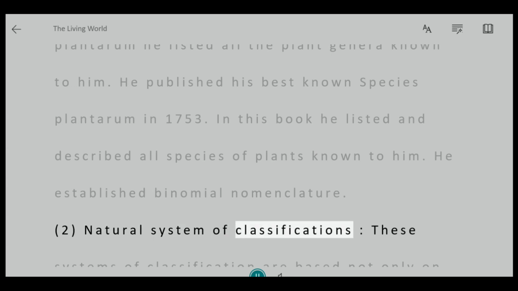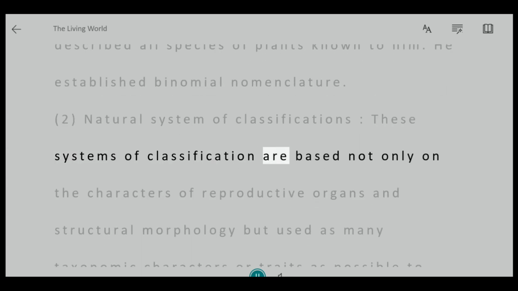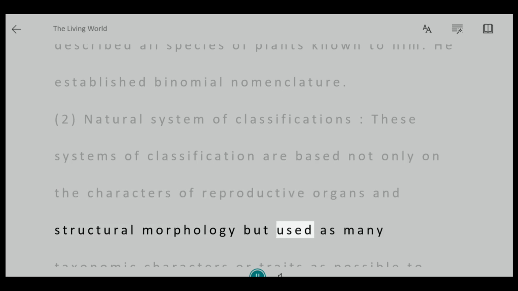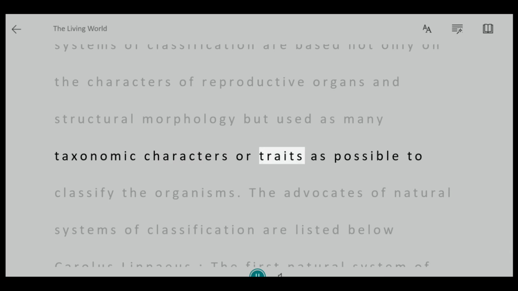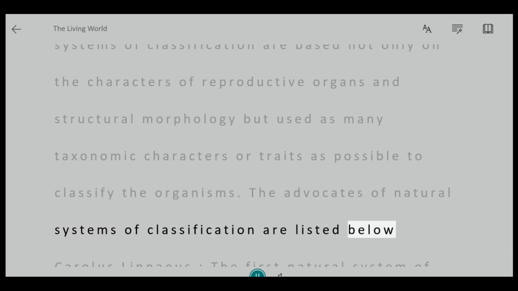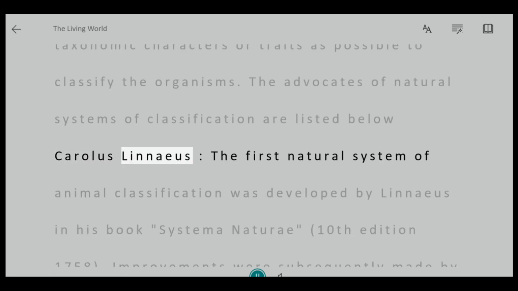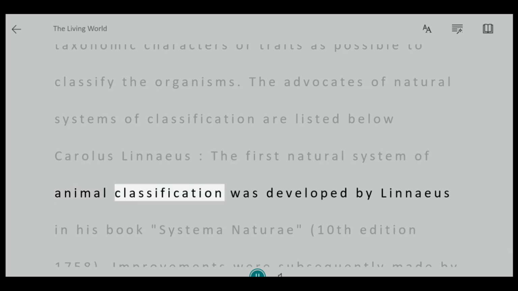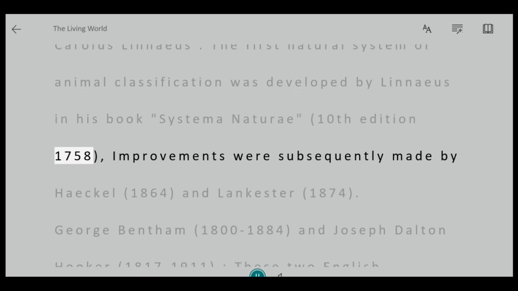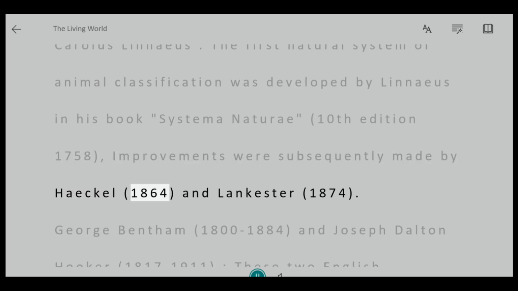2. Natural system of classification. These systems of classification are based not only on the characters of reproductive organs and structural morphology but used as many taxonomic characters or traits as possible to classify the organisms. The advocates of natural systems of classification are listed below. Carolus Linnaeus. The first natural system of animal classification was developed by Linnaeus in his book Systema Naturae, 10th edition, 1758. Improvements were subsequently made by Haeckel, 1864, and Lankester, 1874.